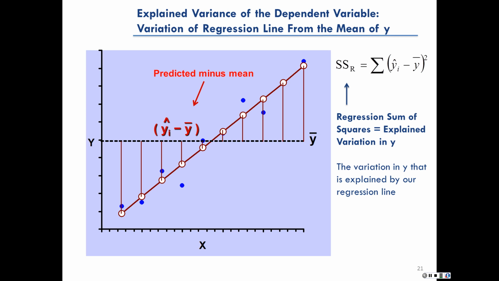So for each of those individual white circles on that red regression line, we take the distance from each of those to the mean of y. We subtract the mean of y from each of those, square the result, and then sum it. This is referred to as the regression sum of squares, SSR. And this is the explained variation in y, explained by our regression model.